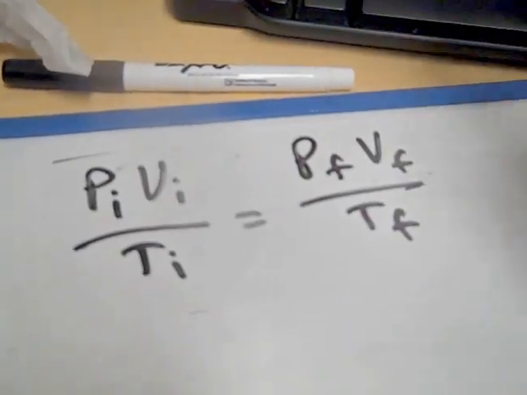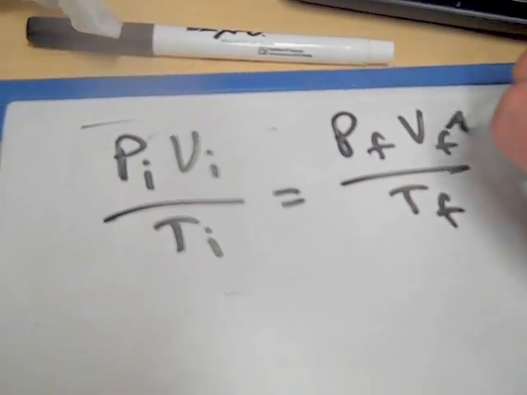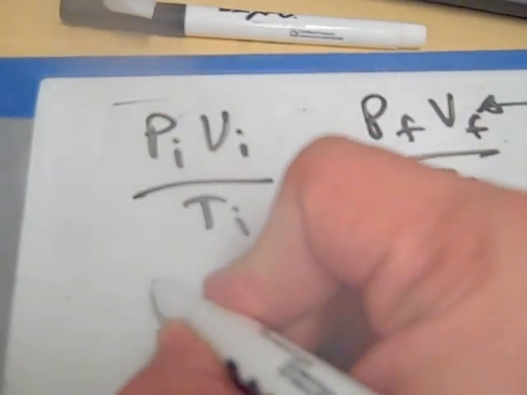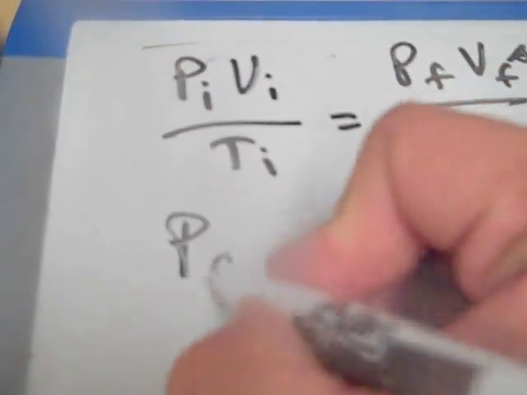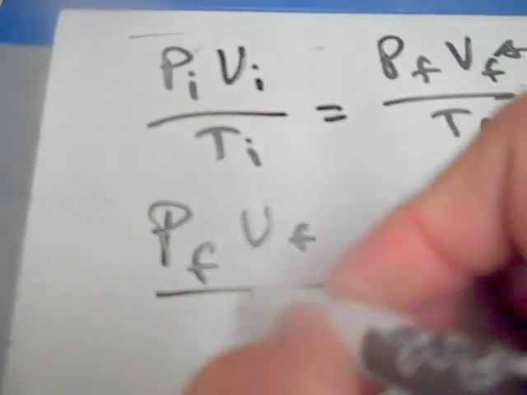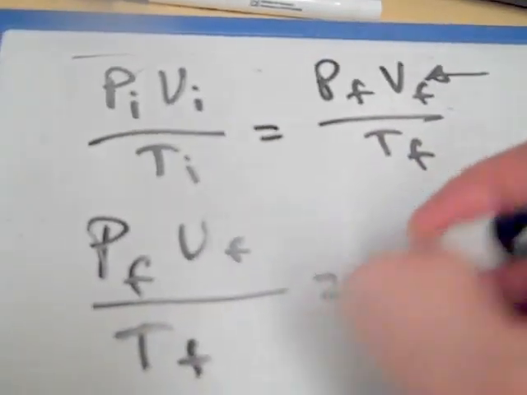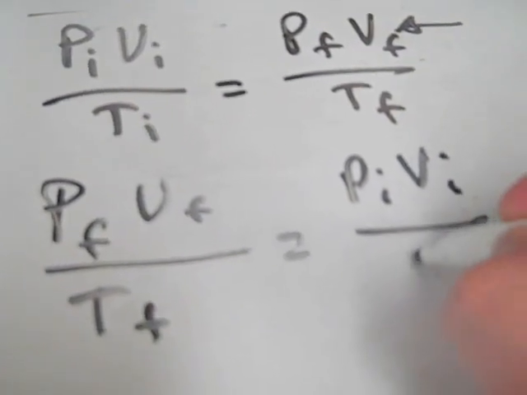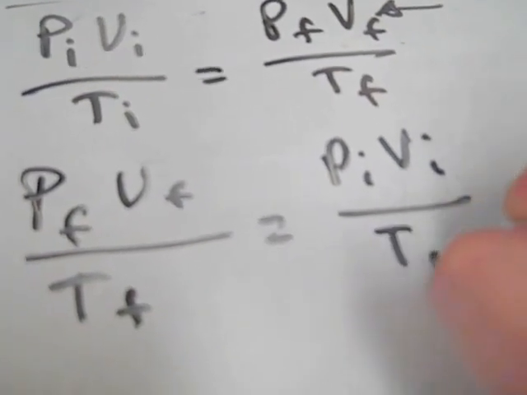So most of this is just algebra. Actually, all of it is algebra. What we're doing is solving for V sub F. How would we do that? We could put this on the left-hand side of the equation, just switch the sides, over T sub I, and then we can multiply both sides by T sub F.